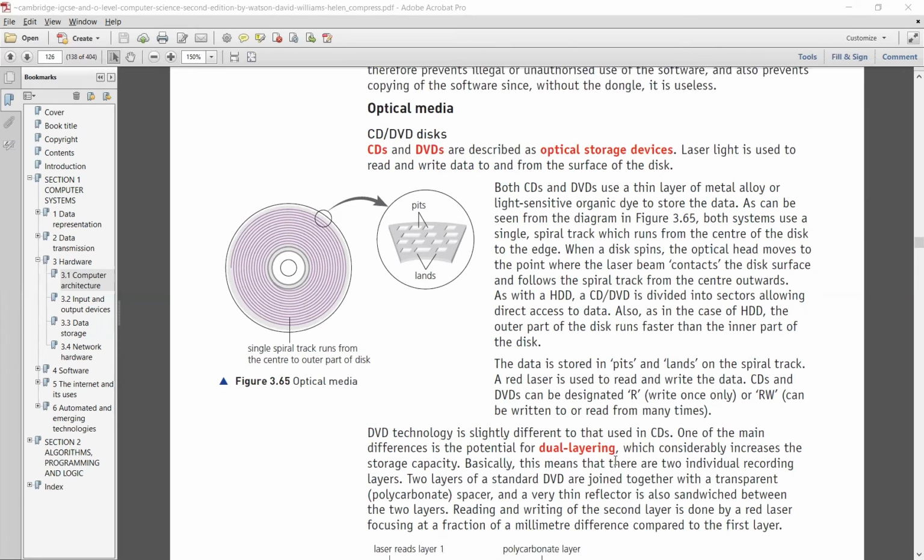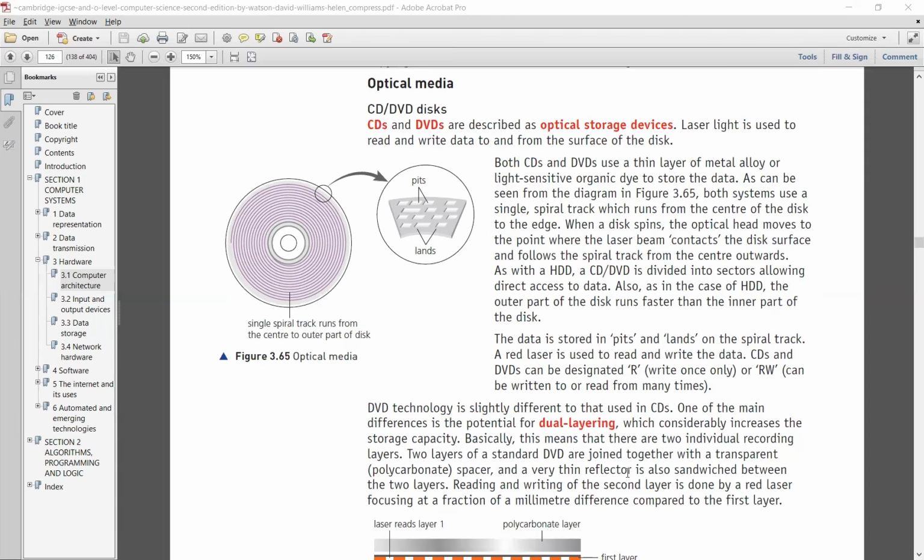Now, one more thing is the use of R and RW. When you talk about the R, that means it's write once. When we talk about a CD-ROM, the data is already present there. I can't edit the contents. But on the contrary, if I have bought a CD-R, it allows me to write on it once only, and that is non-deletable.